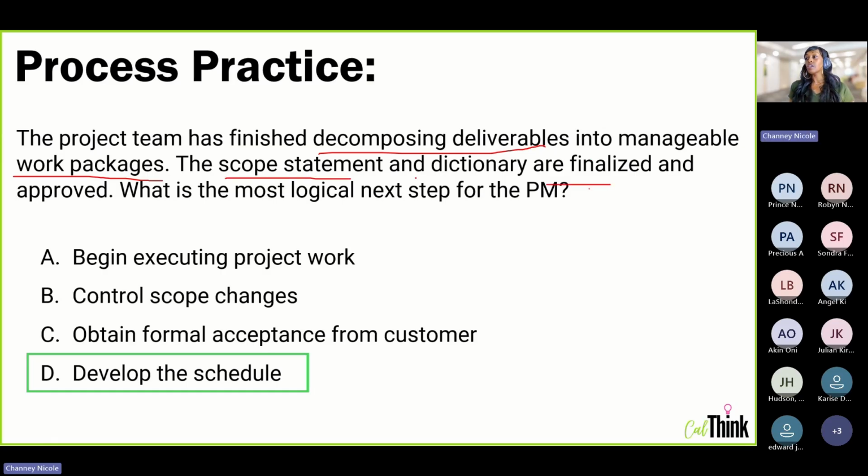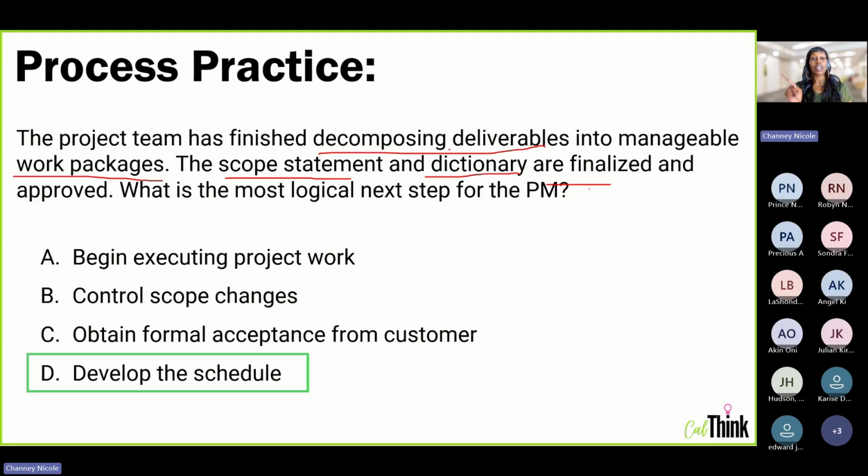Scope statement and the scope dictionary are finalized. So we have a scope statement, which is an output of define scope, and we have a dictionary. The dictionary is the WBS dictionary. So we know we have the WBS created and the dictionary in our scope statement. If you've been studying, you know that the 3 of those make up your scope baseline: your scope statement, your WBS, and your WBS dictionary. Those 3 together make up your scope baseline.